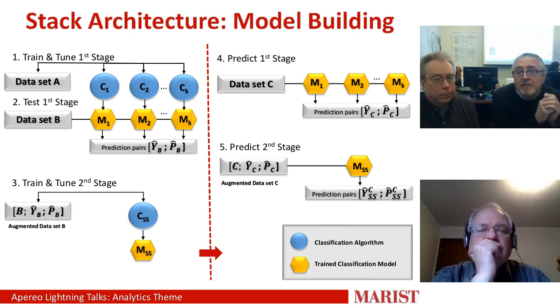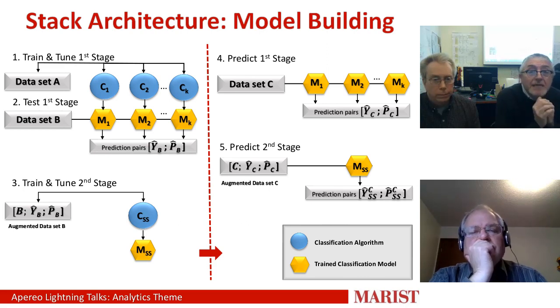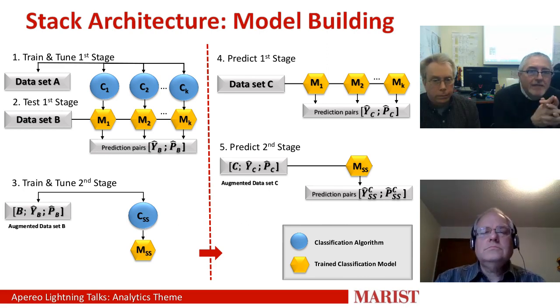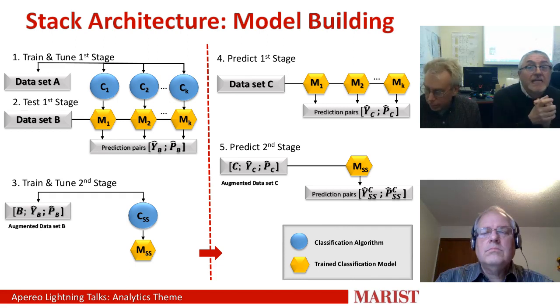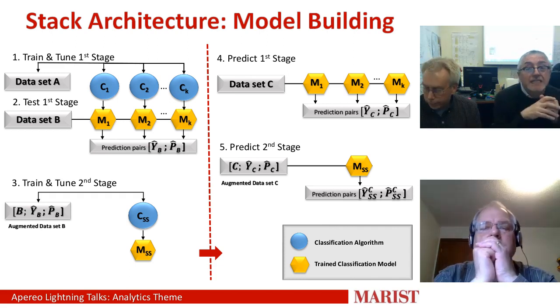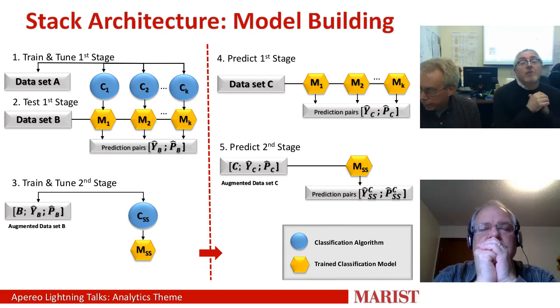What we are basically doing is dividing our data into three data sets, which we call data set A, B, and C. Just to be very clear about this: because we have a two-stage classifier, you need two independent data sets to train and tune the stack, and that's what you see on the left. And then you have a holdout, a data set that is going to be used to test the model.